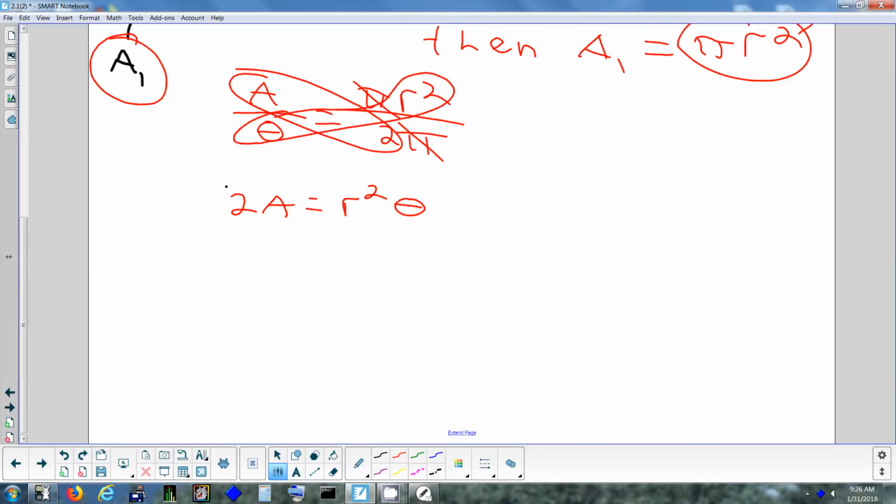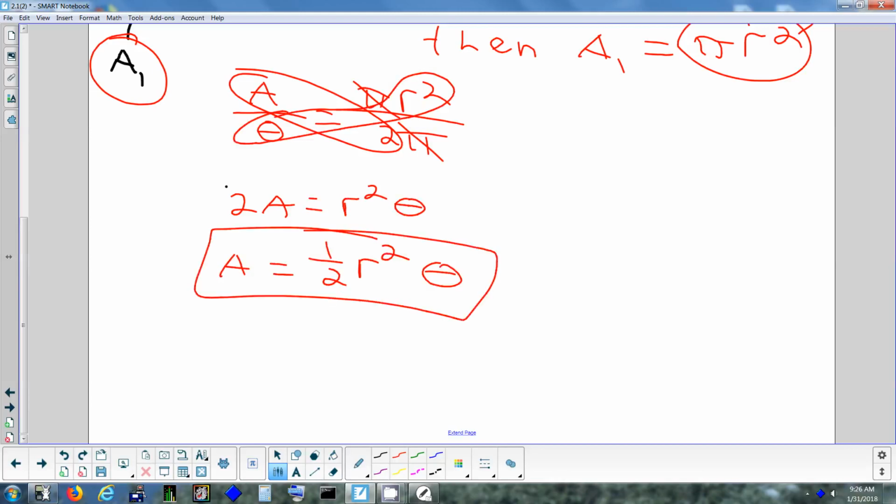Divide by 2. Dividing by 2 is the same as multiplying by what number? A half. Okay, that's how our book writes it. So that is the formula for the area of a sector.